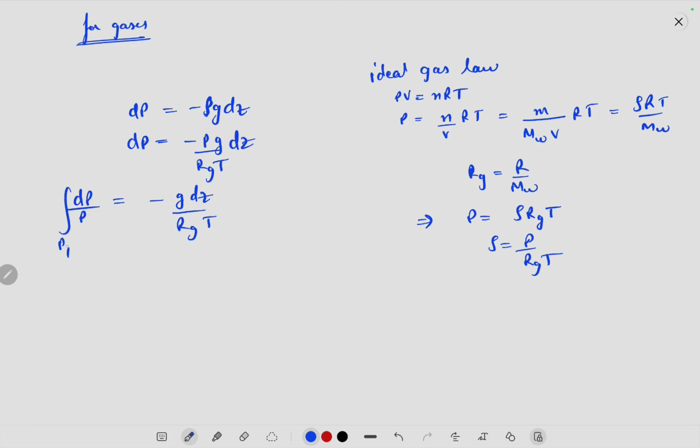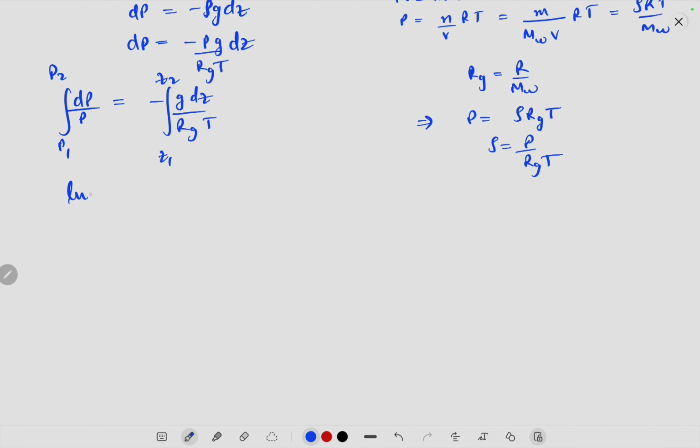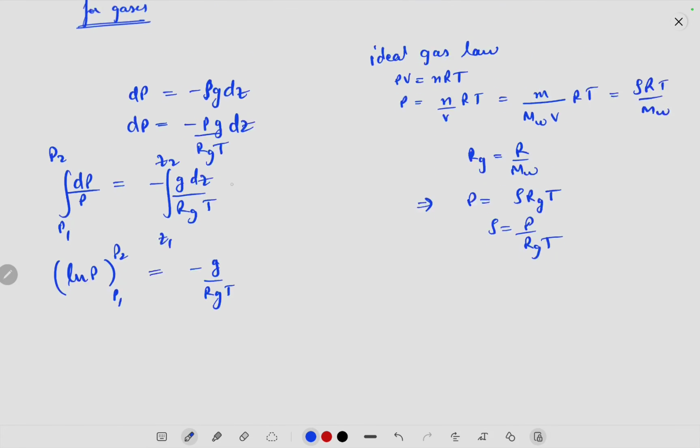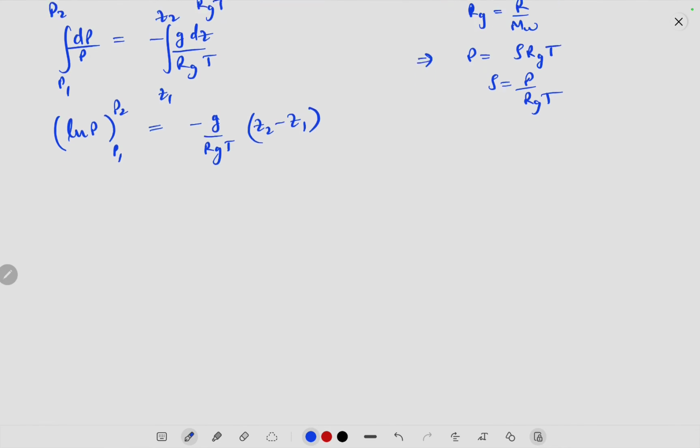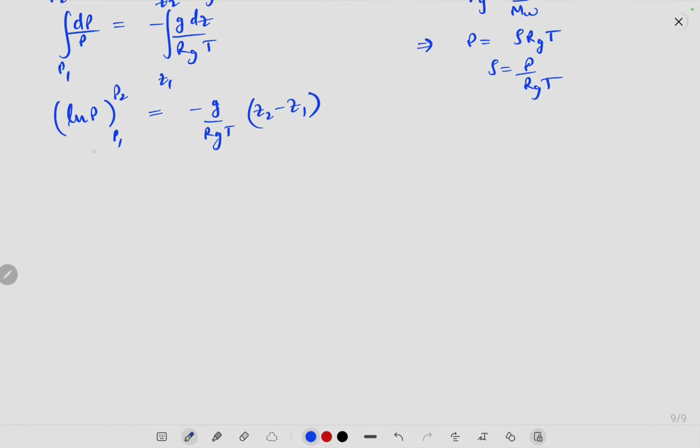Now integrating both sides from Z1 to Z2, we get ln of P from P1 to P2 is equal to minus g by Rg T. So again we are assuming that g, Rg and T will be independent of Z, and that's why they can be taken outside of the integral, and this would become Z2 minus Z1. So this would become ln of P2 by P1 is equal to minus g by Rg T times Z2 minus Z1.